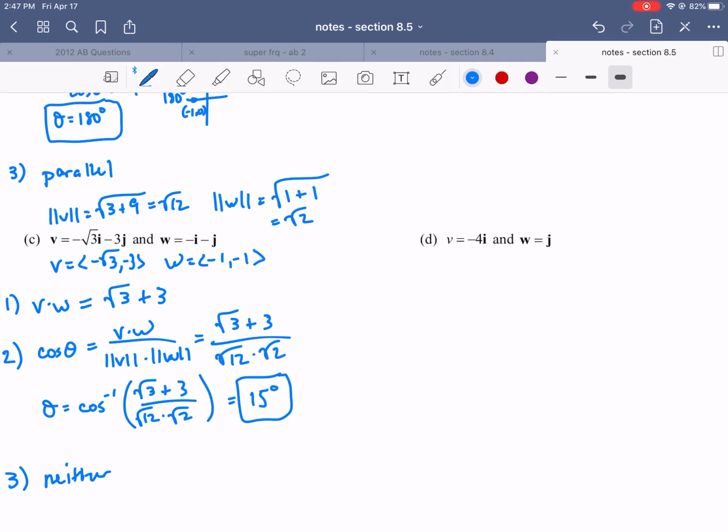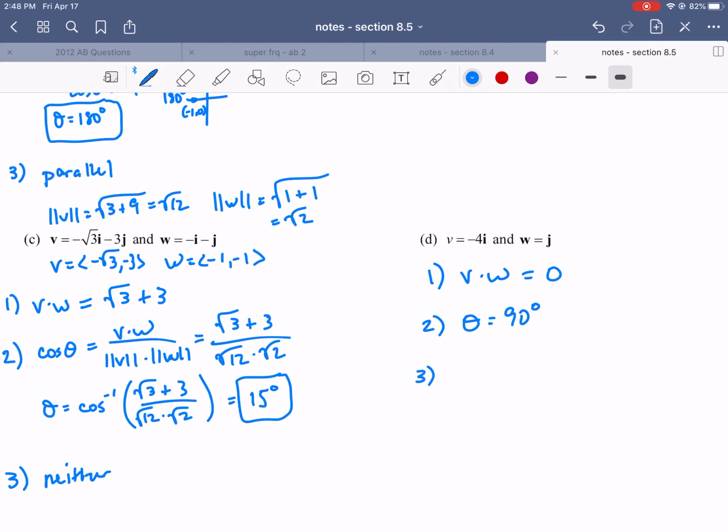Okay, I'm going to give you a chance to do letter D on your own. And so go ahead and pause the video and come back and I'll have the answers written for you. And so here we go, V dot W, hopefully you got 0. Secondly, that means that the angle between the two vectors was 90 degrees.